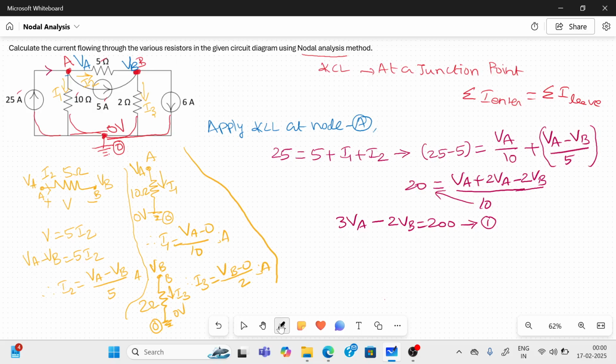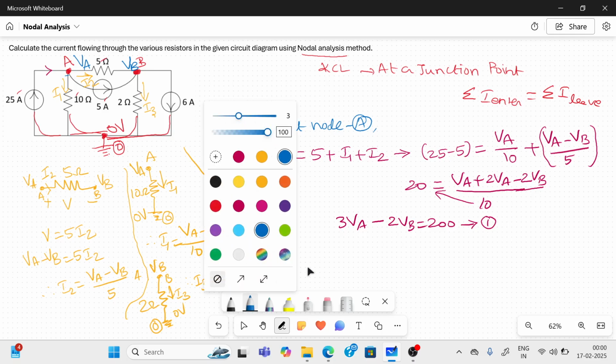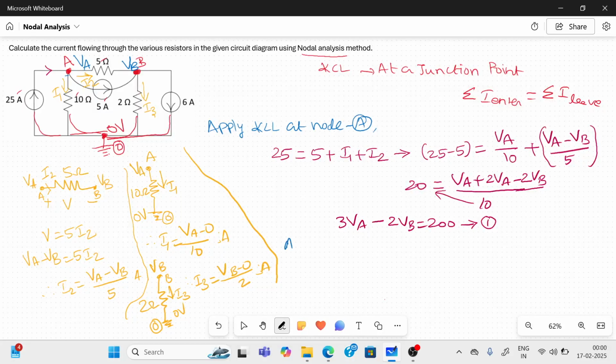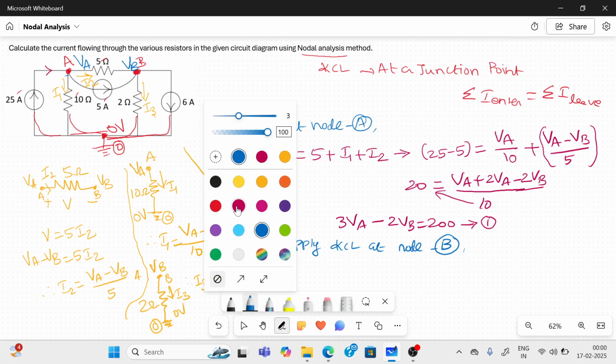Next I am going to apply KCL at node B. So this is node B, with the same four currents. We know that the current flowing through the 5 ohm is known, and the current flowing through the 2 ohm is known. I'm going to write the next. What are the equations now?